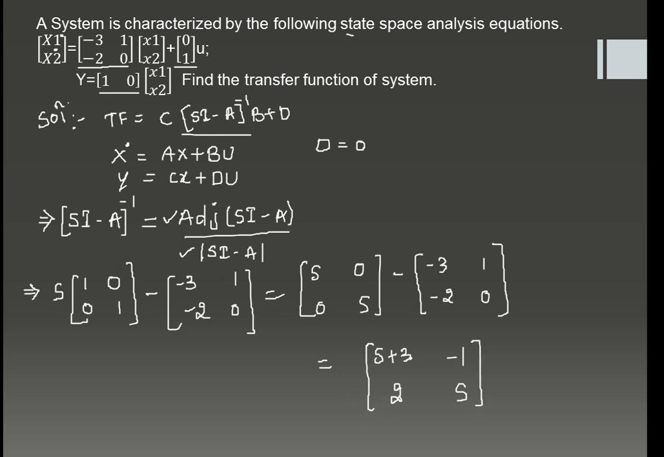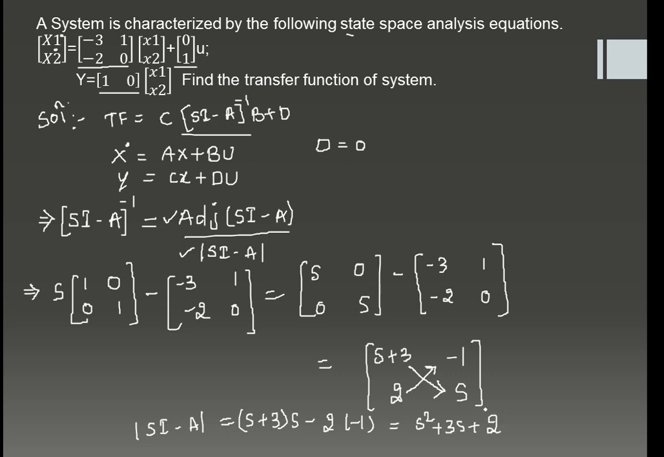So find out the determinant of this matrix. The determinant of SI minus A equal to (S plus 3) into S minus (2 into minus 1). That will become S into S is S square, plus S into 3 is 3S, plus 2. This is the determinant of the given matrix.